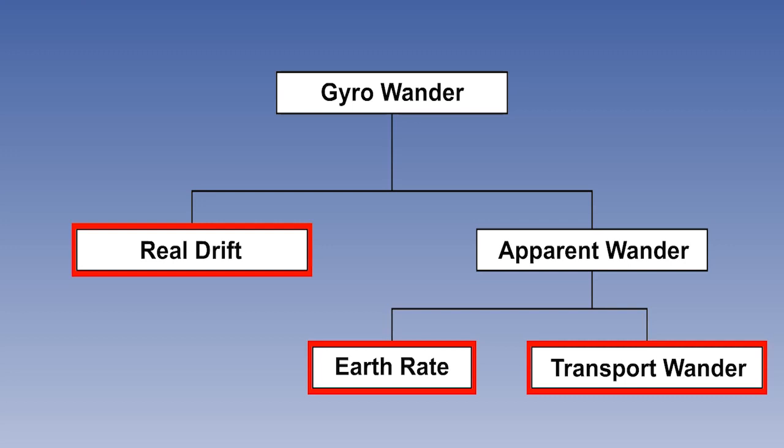Therefore, to operate with a gyro in grid, all that is needed is to align it to grid north initially, then feed in a correction for earth rate. Real drift will be small with a good gyro, and transport wander will be non-existent, or there may be a small amount of residual transport wander to be corrected.